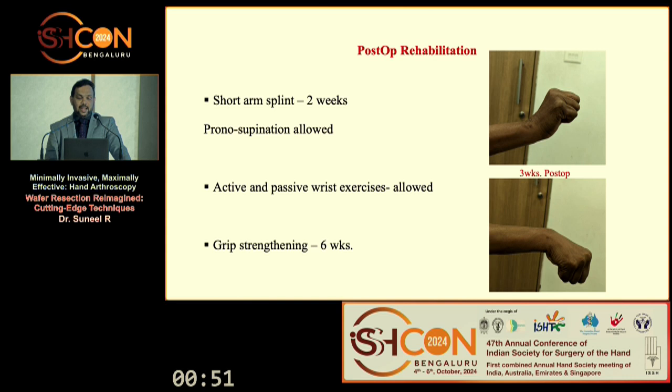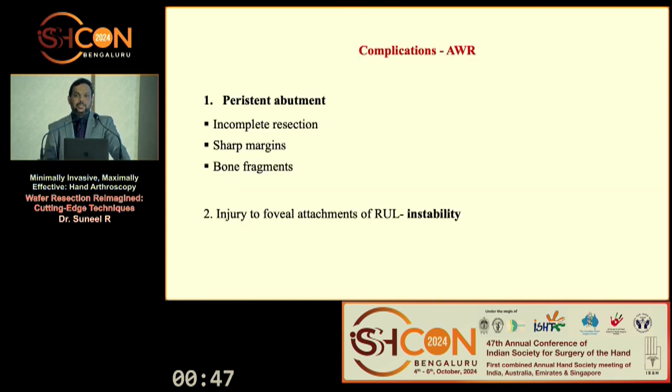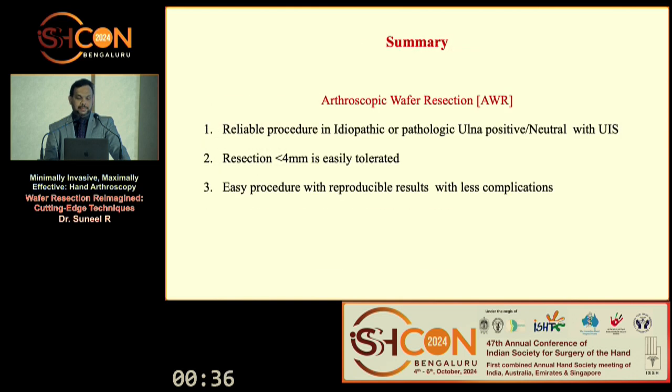Post-op rehabilitation: short duration of splinting, movement exercises allowed from 2 weeks, and grip strengthening after 6 weeks. Complications: persistent abutment is a known complication, because of either incomplete resection, because of the maneuvers which have not been done, or sharp margins or bone fragments. And because of injury to ligaments you can get instability.